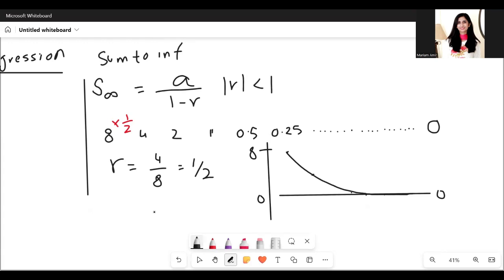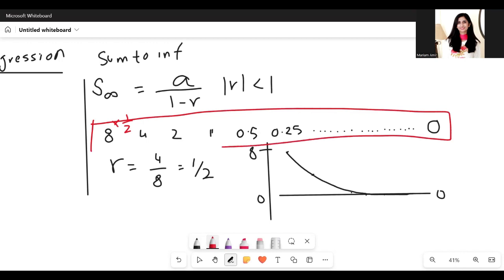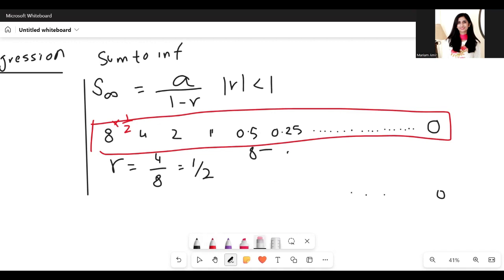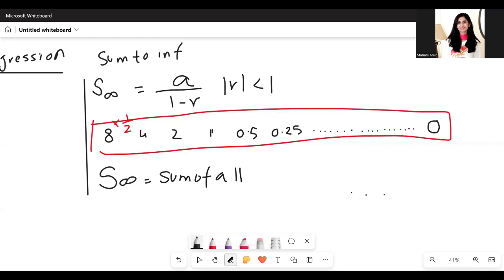And now the number of terms are finite. You can find the sum of all the terms in the sequence, because it stops at a point. When it becomes zero, it just stops because zero times half is zero. So you can find sum to infinity. Sum to infinity means sum of all the terms of a converging sequence. So sum to infinity means sum of all terms.